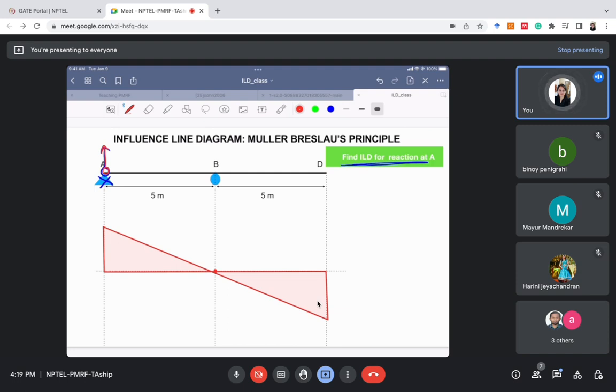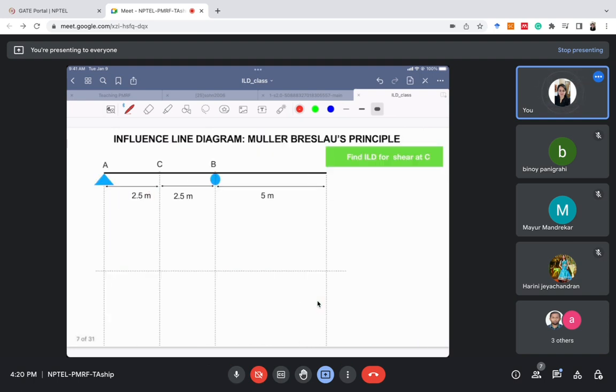Since this point D was free to move upward and downward, it can move downward also, right? Since we are pulling this point A upward, automatically this point D goes downward. So this is the ILD for reaction at A. If there is any problem, you can stop me anytime or you can write in the comments also. The ordinates you can easily find out. If it is 1 here, it will also be 1 there, because both the lengths are the same.